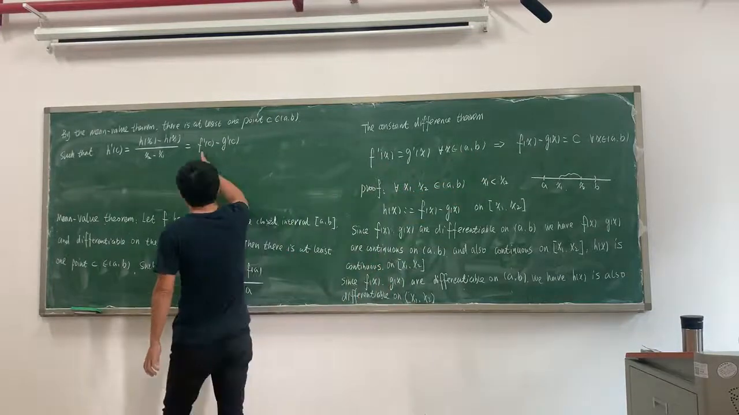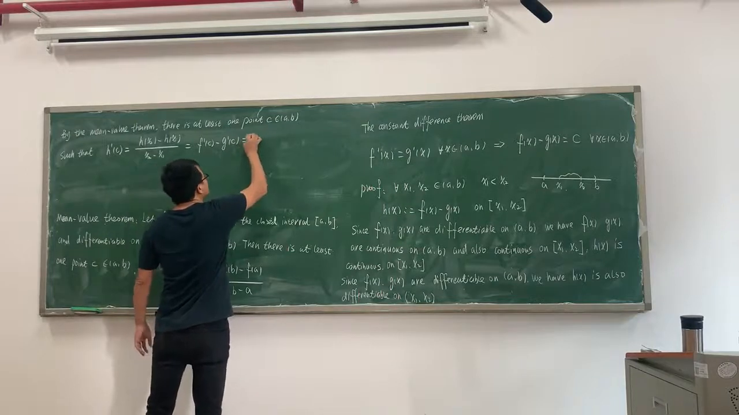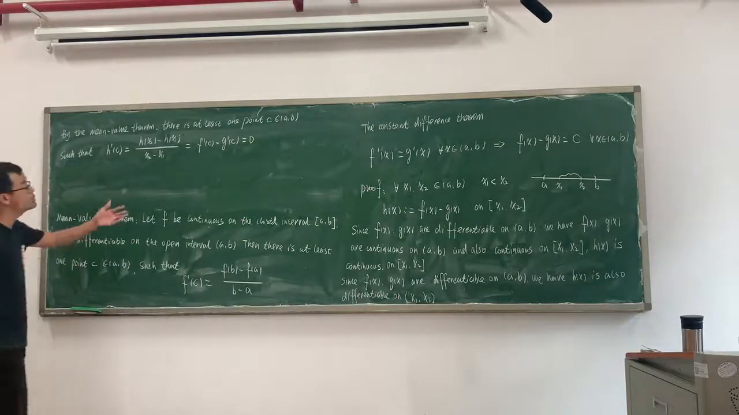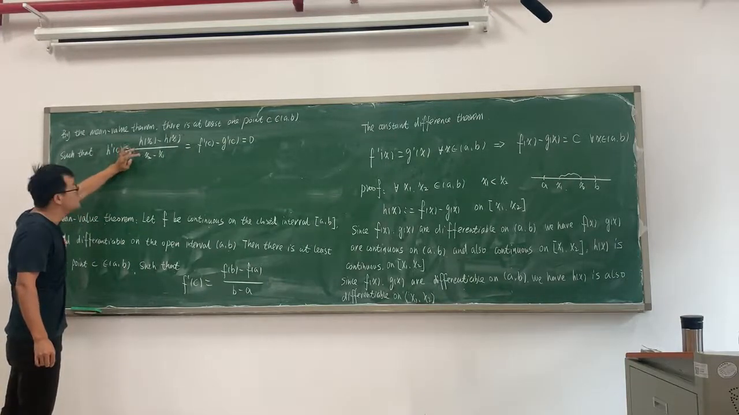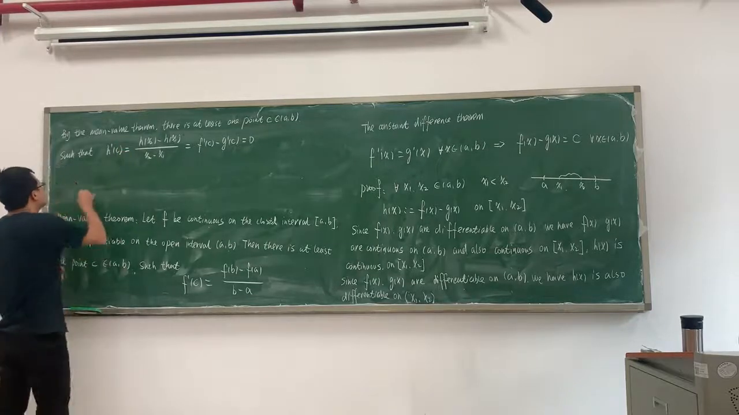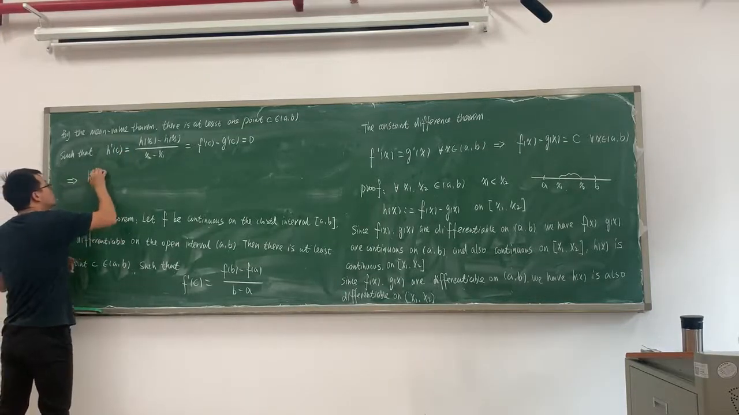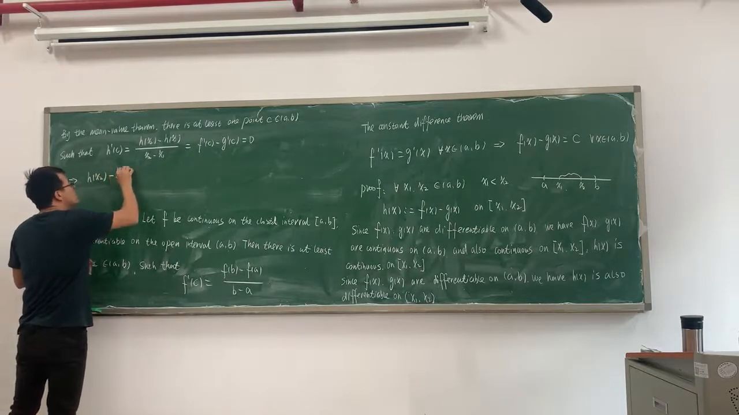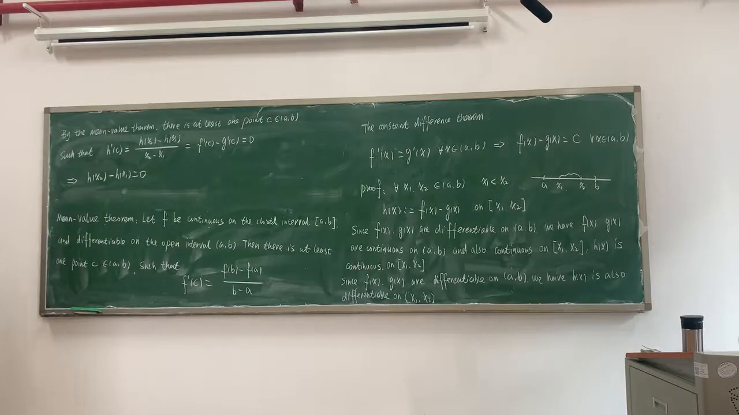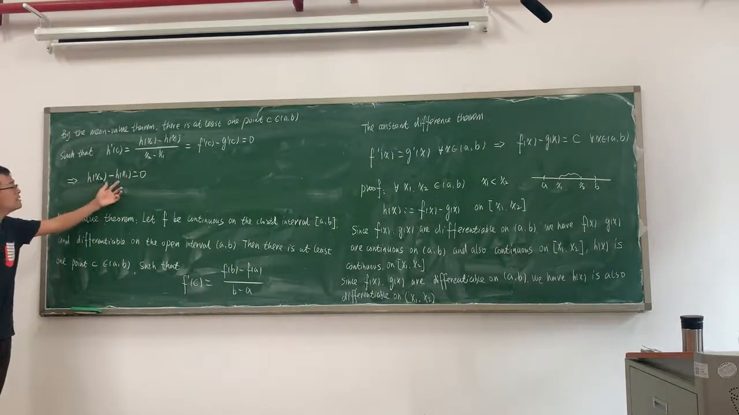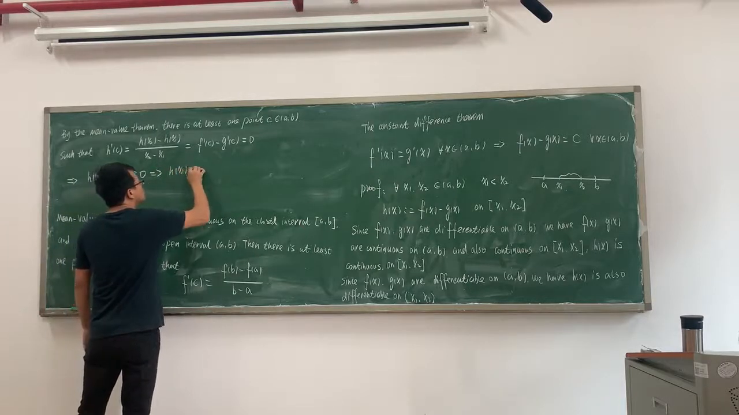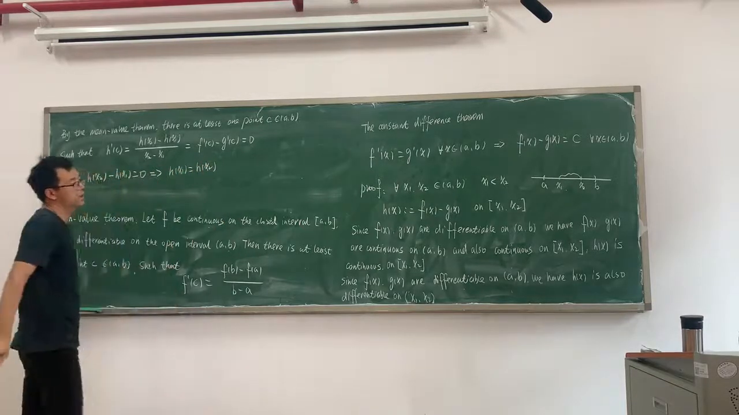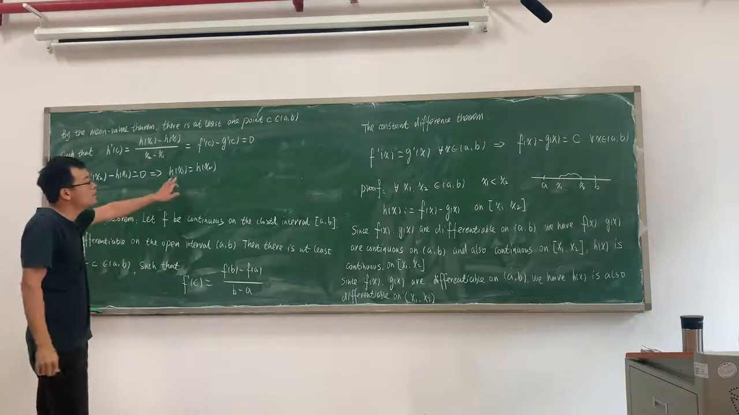So here means they are the same, yeah? So the difference equal to 0. So the difference equal to 0 here means the numerator equal to 0, yeah. So from here we have h(x2) minus h(x1) equal to 0. So here means h(x1) equal to h(x2). Yeah?